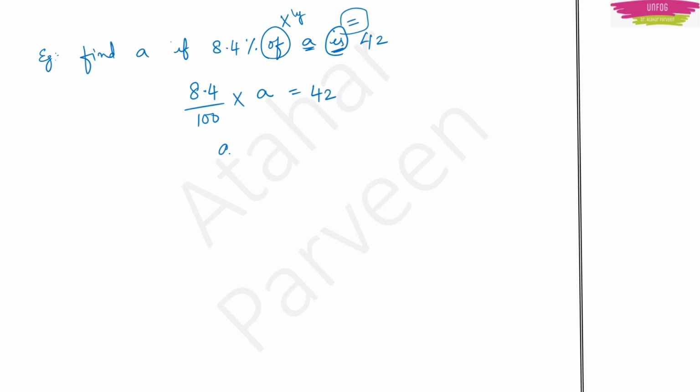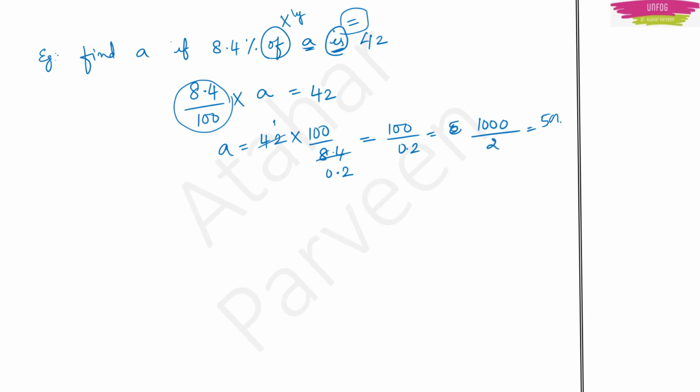So I want to find A, right? I'll put this fraction on the right hand side. It will become reciprocal. 42 into 100 by 8.4. This will be equal to, if I divide, 42 ones are 42, twos are, right? 0.2. 100 by 0.2 will be some 500. Correct? Because 0.2, see, if I want to make 0.2 as 2, I'll put one more 0 here, right? So 2 5s are here, 500. This will be my answer.